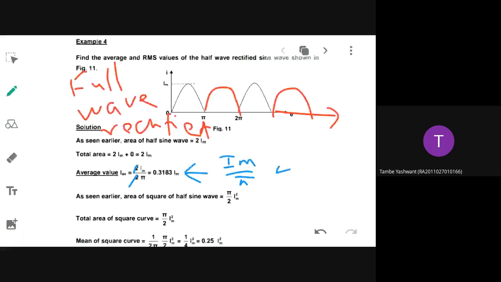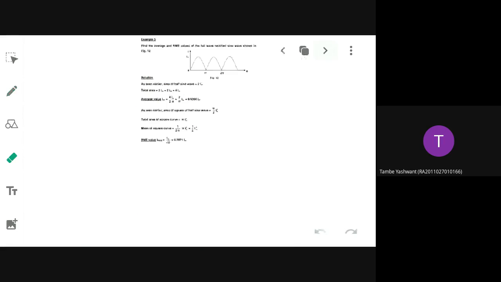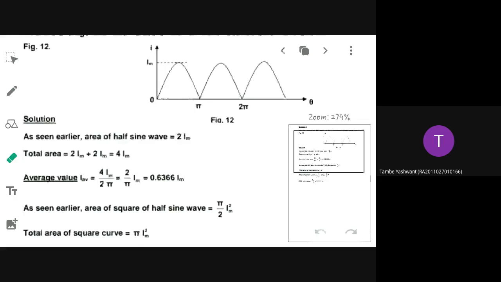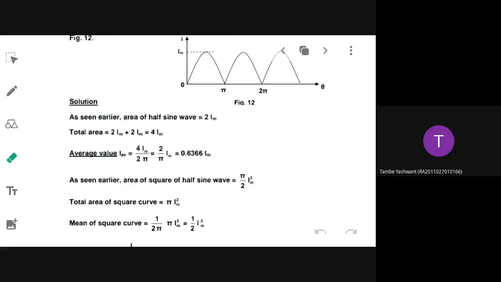This is for a full wave rectified waveform. So tell me what is RMS, average, form factor, peak factor for that also. Here also you can use half time period, but you have to do it twice.